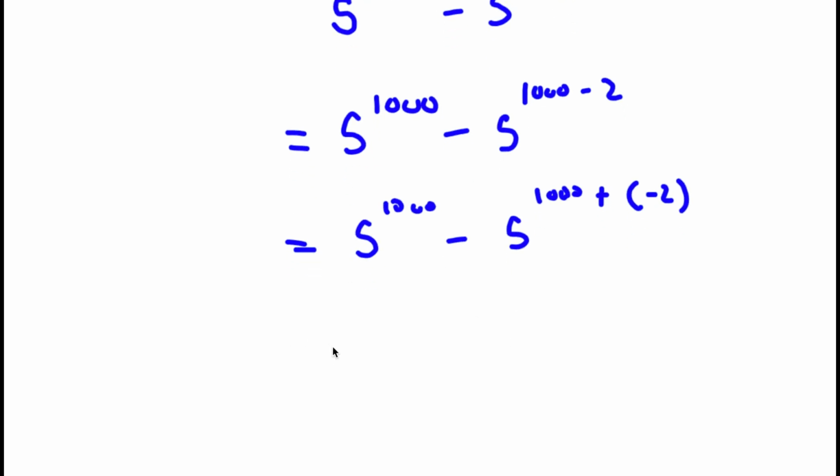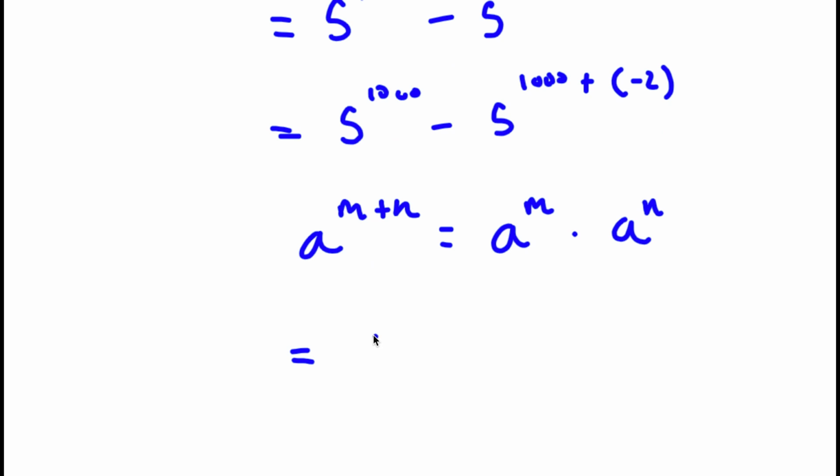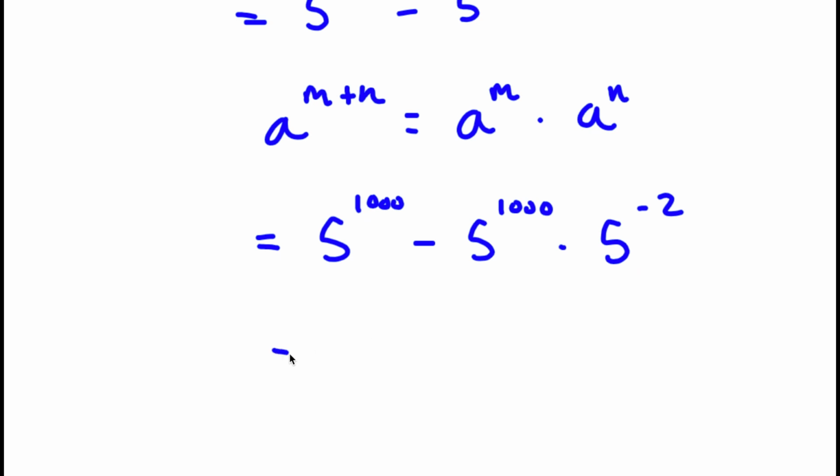Now remember, if I have something in the form a to the power of m plus n, this is equal to a to the power of m times a to the power of n. So in this case, 5 to the power of 1000 plus negative 2 is going to equal 5 to the power of 1000 times 5 to the power of negative 2. Now from here, I can go ahead and factor out 5 to the power of 1000. So I have 5 to the power of 1000 times 1 minus 5 to the power of negative 2.